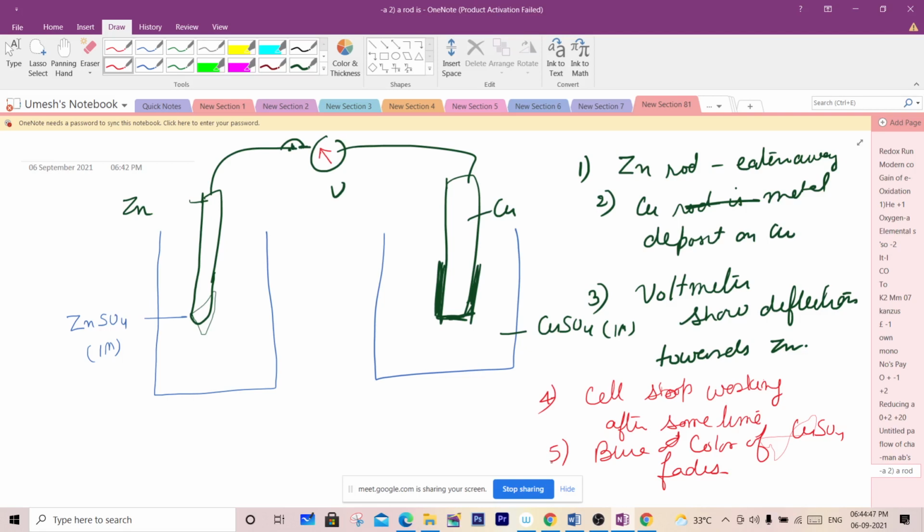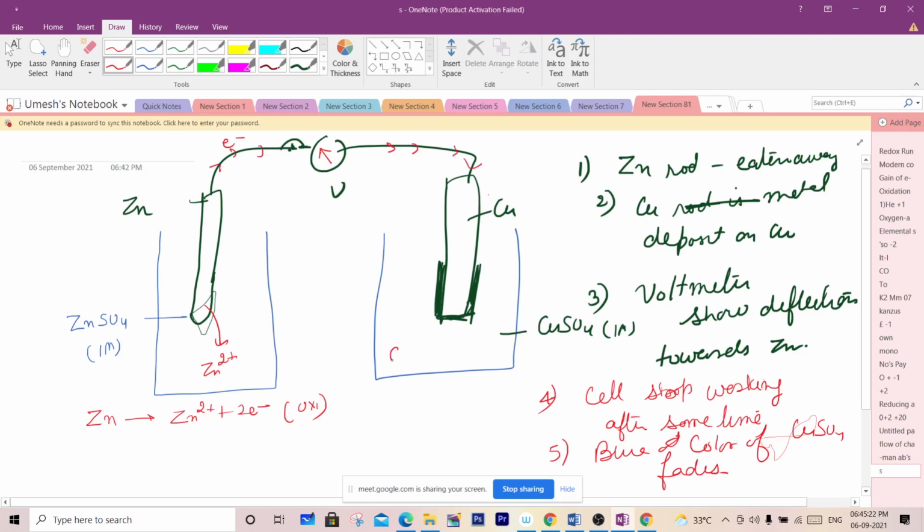Understood? Now again, we come to the reason why it is happening. What is happening is zinc is losing electrons, and zinc ions come out into the solution. It means zinc is undergoing oxidation. The electrons that it has lost go through the wire in this direction. The copper becomes negative, and the copper ions are attracted towards it, gain electrons, and become copper. So zinc is eaten away and copper is deposited. These two points are clear now.